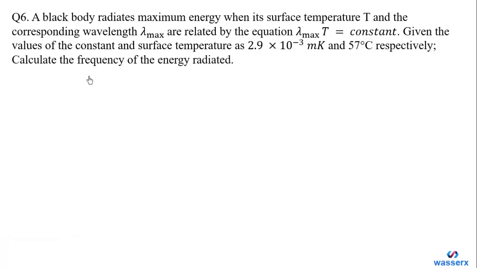From the question, we're given the relationship: lambda max, which is the wavelength at maximum, times the temperature, which was given in degrees Celsius, is equal to a constant, which is also given in the question as 2.9 times 10 exponent negative 3 meters Kelvin. So from the question, we have the necessary information that can help us solve for the maximum wavelength.